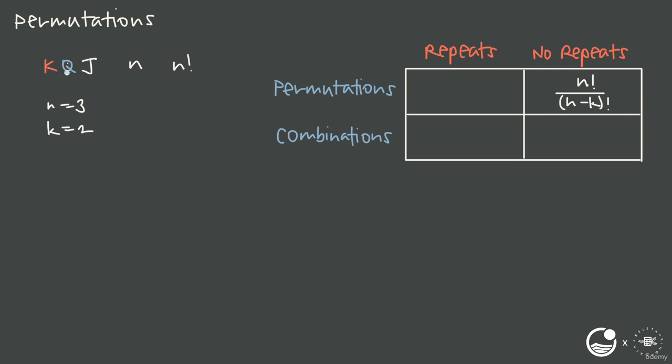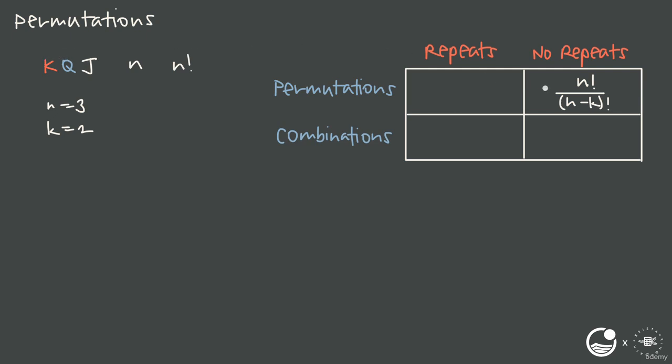So we could pick the king and the queen, we could pick the queen and the jack, or we could pick the king and the jack. So we're picking 2 first, and then once we have our set of 2, we're calculating the number of permutations, the number of ways in which we can arrange that set of 2. So for instance, if we picked the king and the queen, we know we could arrange that as king then queen, or as queen then king.